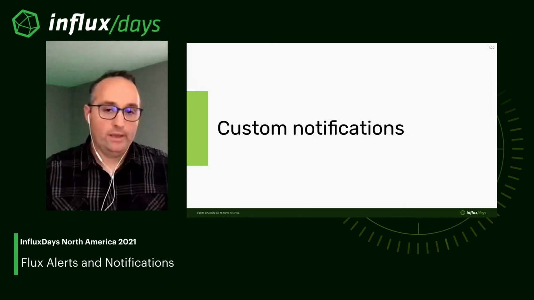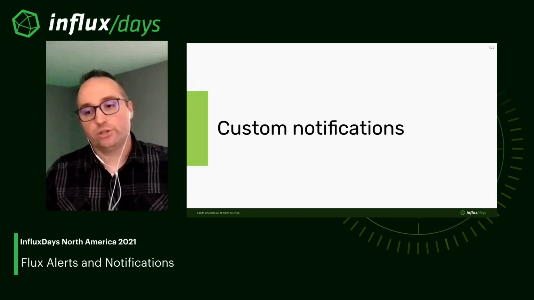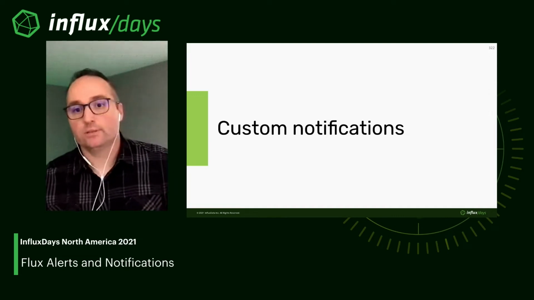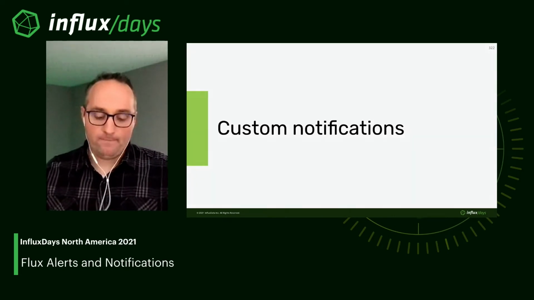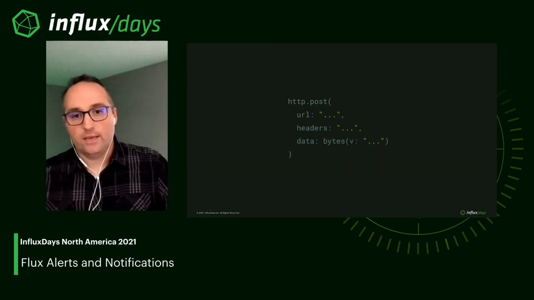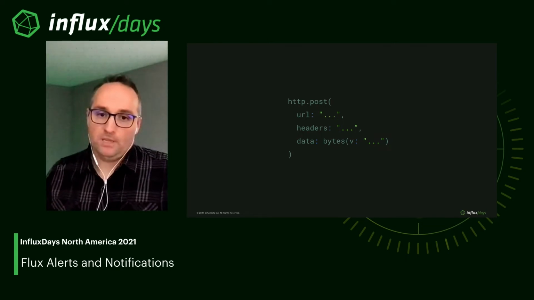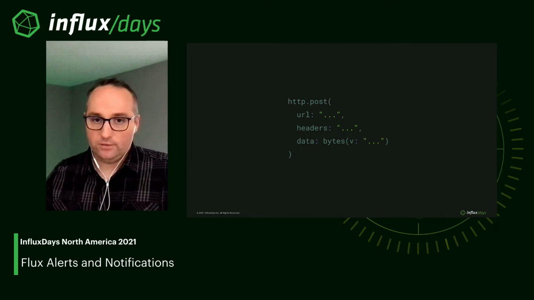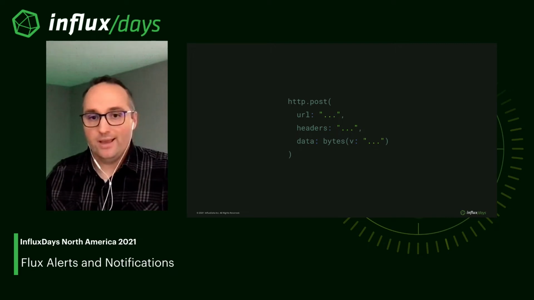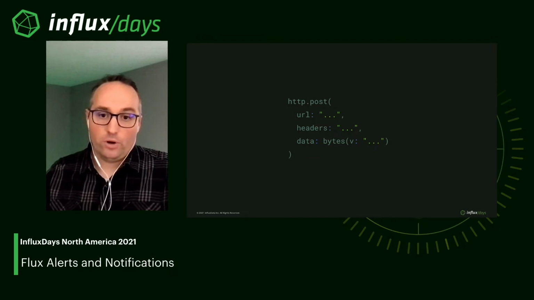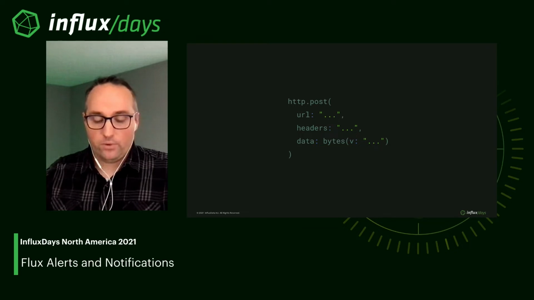So what if I want to send a notification to a service that isn't natively built into the Flux standard library? This is where the HTTP post function really comes in handy. It has three parameters: a URL to send the post request to, headers to include with the post request, and then the data or the request body, which is a byte encoded string that gets sent with the request.